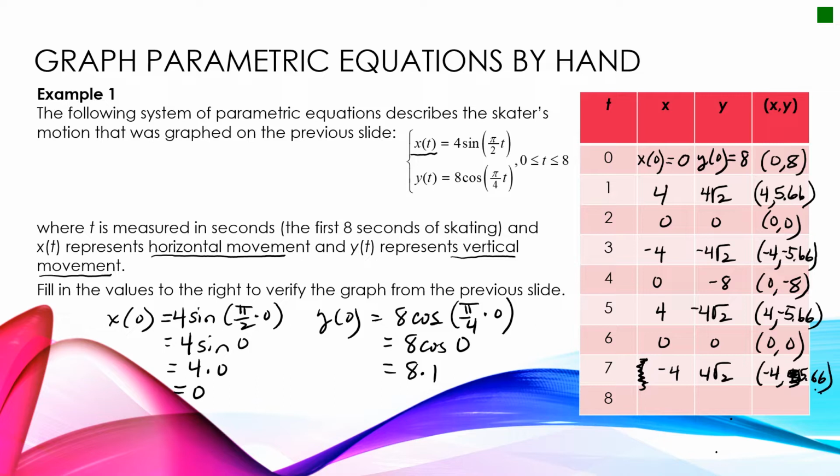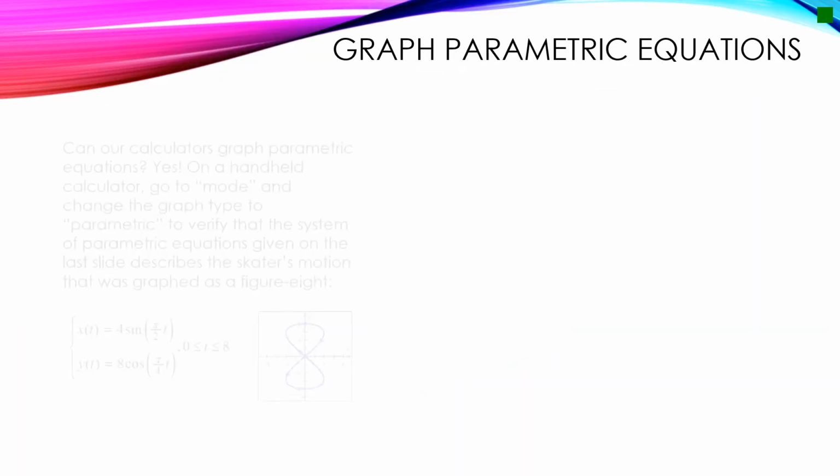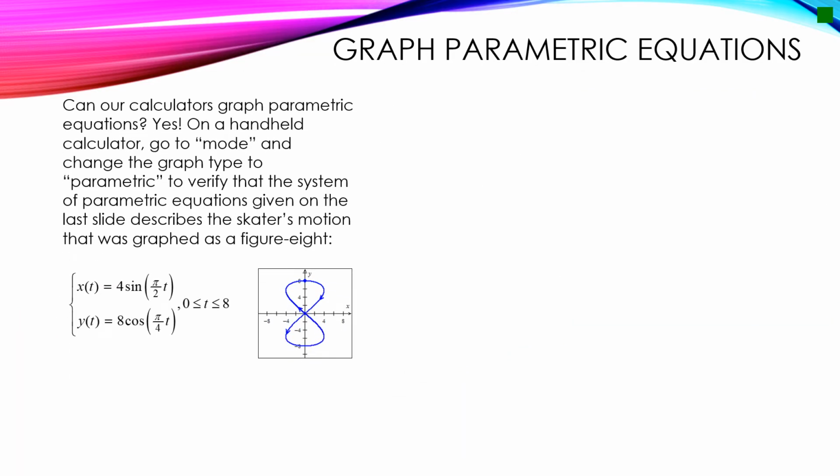And at 8 seconds, I'm at 0 and 8. So can our calculators graph something like this? The answer is yes. On a handheld calculator, you're going to go to Mode, and you'll change the graph type to Parametric to verify that the system of parametric equations given on the last slide actually do describe the skater's motion that was graphed as a figure 8.